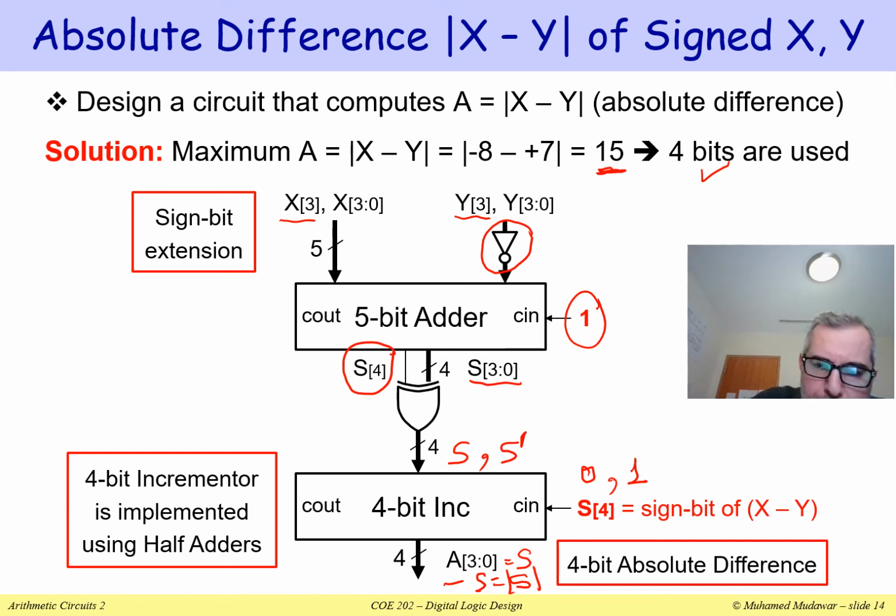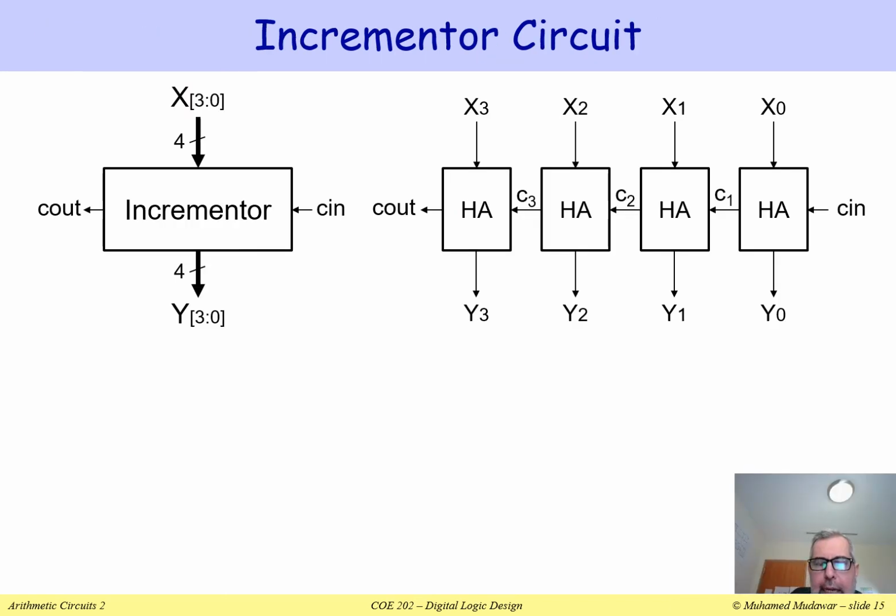So what this 4-bit incrementer does is calculate the 2's complement of S in case S is negative. What this XOR gate does is calculate the ones complement of S if S4 is equal to 1, if S is negative, and then you add 1 here as the carry in to calculate the 2's complement. We already have seen how to implement a 4-bit incrementer in a previous presentation. This is shown here. This is the design of the incrementer. I'm drawing it here as a block.